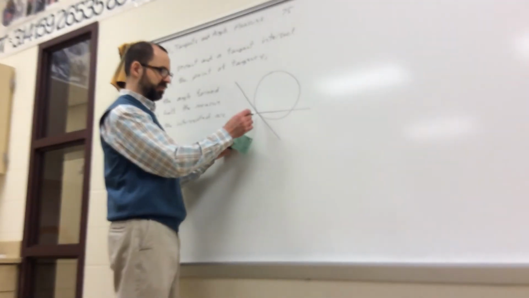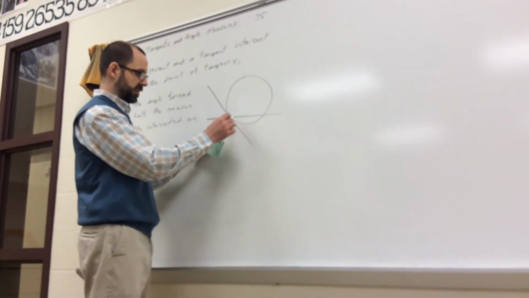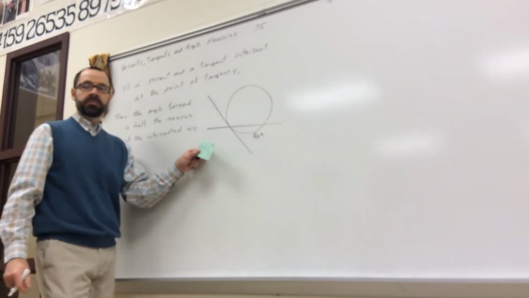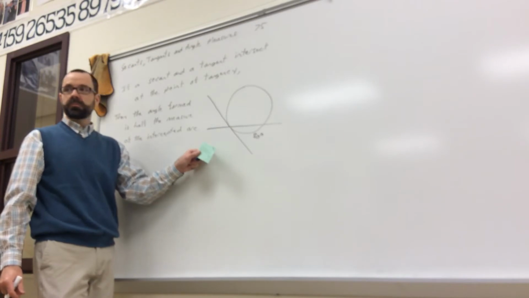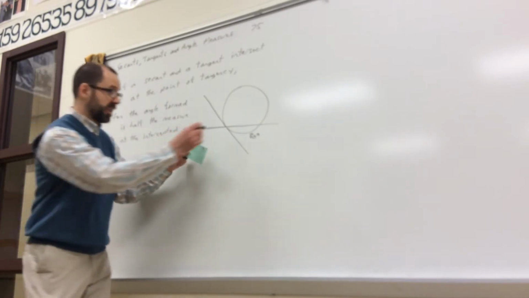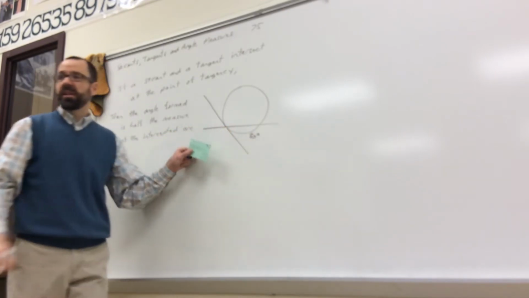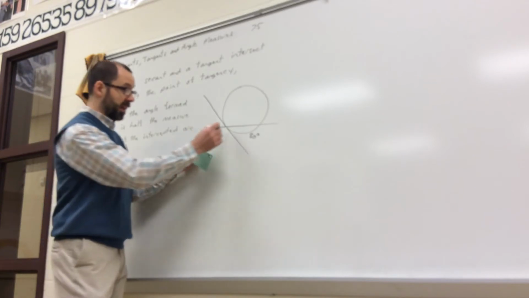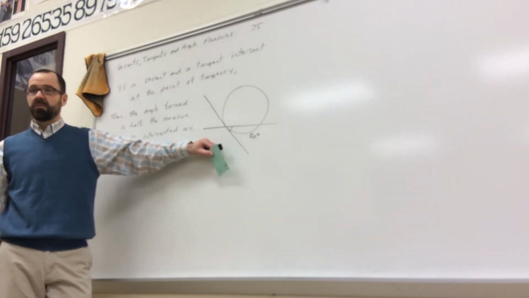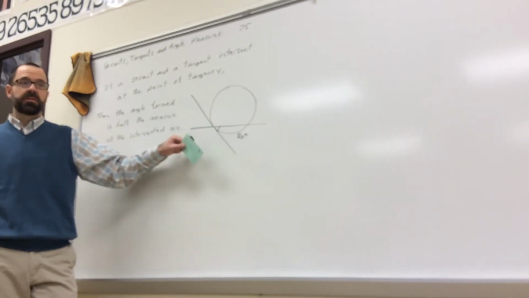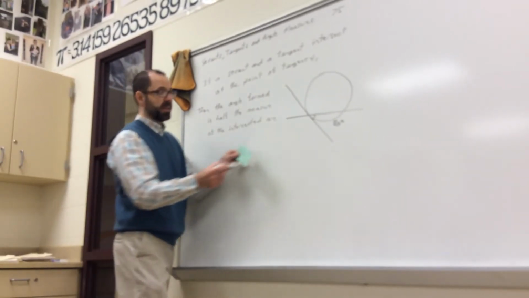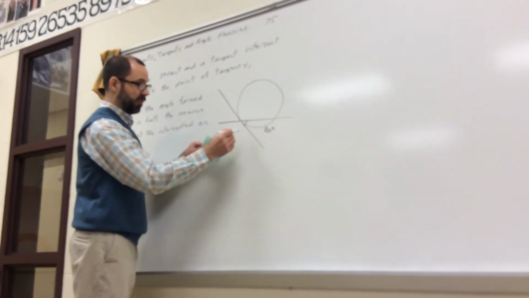So let's come over here and let's just temporarily pretend that this is 80 degrees. So the intercepted arc, that's the arc there, is 80. So then how big is this angle? Yeah, Manny? 40, because it's half the intercepted arc. That's what this says. The angle formed is half the measure of the intercepted arc. So if that's 80, then this right here is 40.